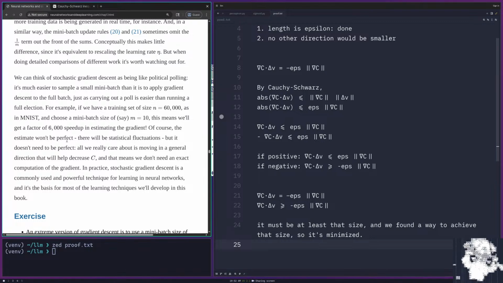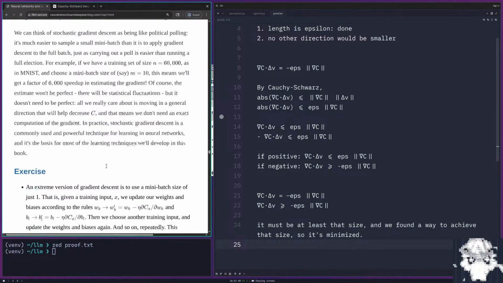There will be statistical fluctuations, but it doesn't need to be perfect. All we really care about is moving in a general direction that will help decrease C. And that means we don't need an exact computation of the gradient. In practice, stochastic gradient descent is a commonly used and powerful technique for learning in neural networks, and it's the basis for most of the learning techniques we'll develop in this book.